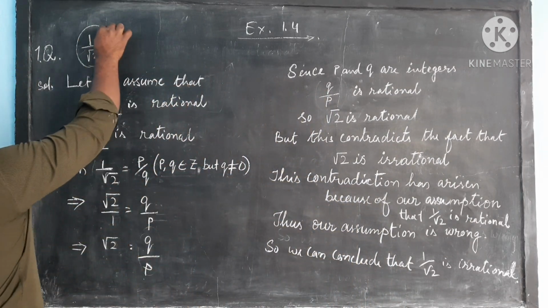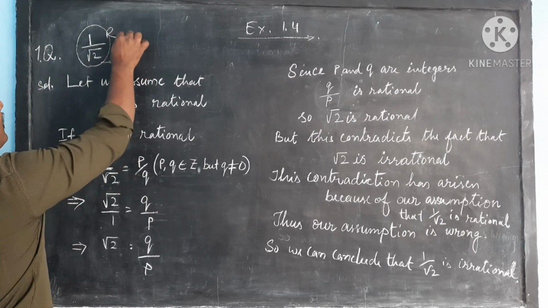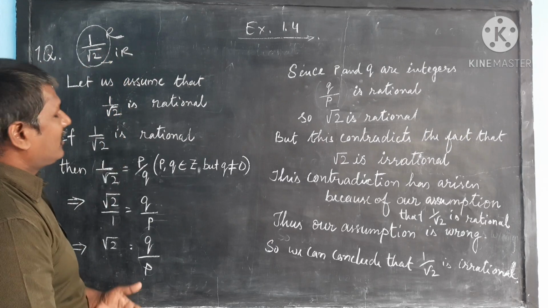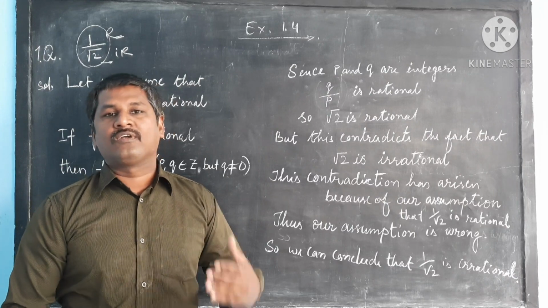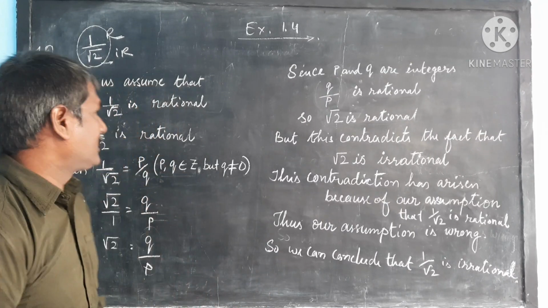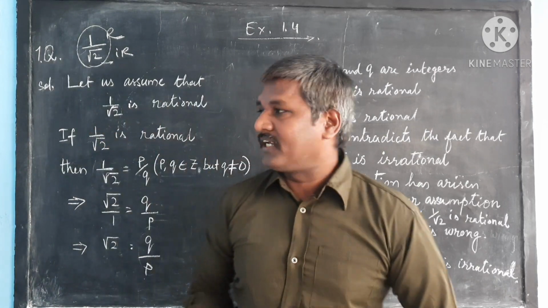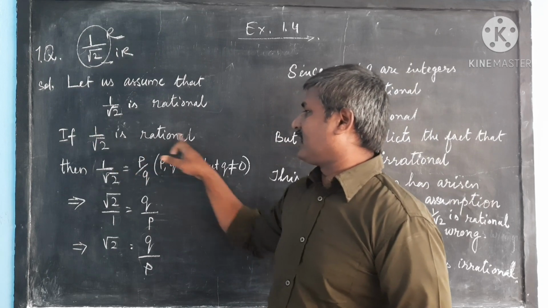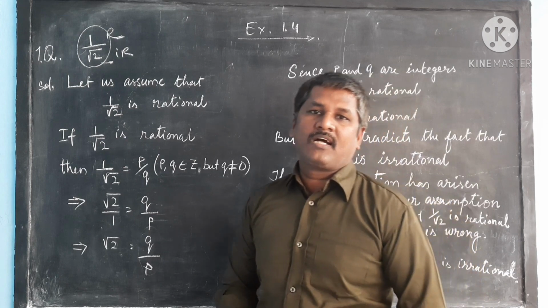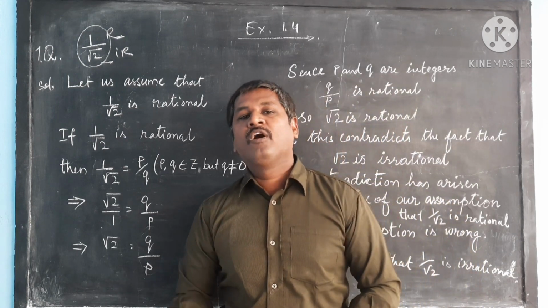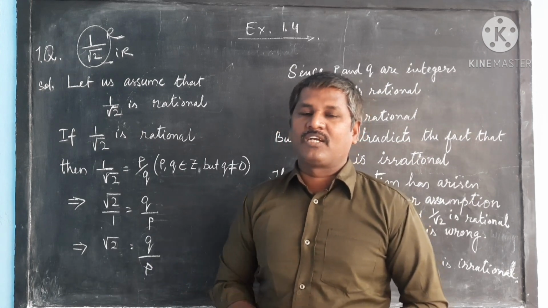So you know that 1 is a rational part, root 2 is an irrational part. So when a rational number is divided by an irrational number, then it is an irrational number, we know. But we have to prove here that 1 by root 2 is an irrational number. Let us start. Let us assume that 1 by root 2 is rational. So if 1 by root 2 is rational, then 1 by root 2 is equal to p by q. Because I have already discussed that all the rational numbers are in the form of p by q, where p and q are integers but q doesn't equal 0.